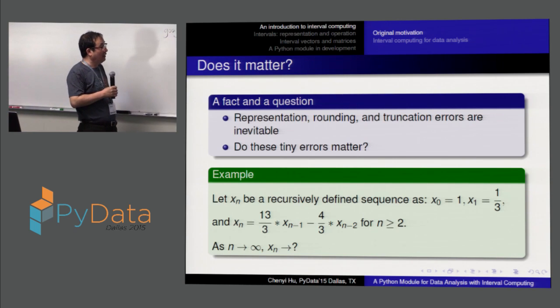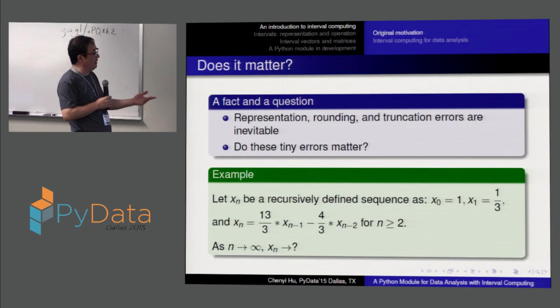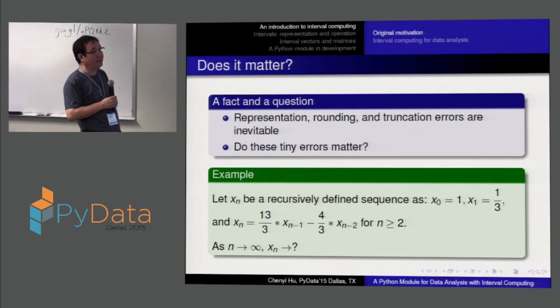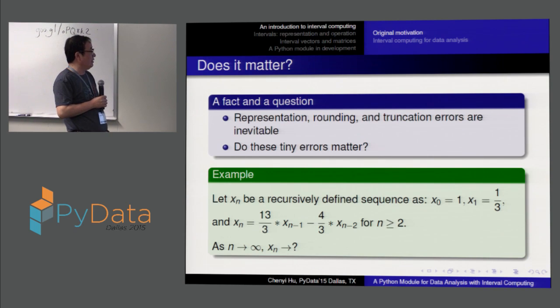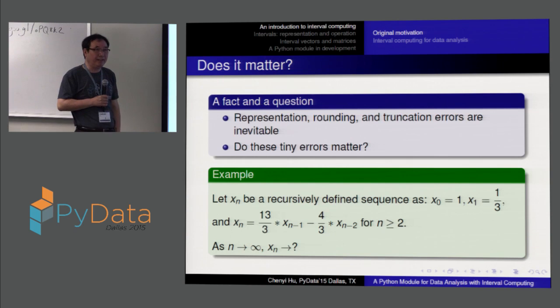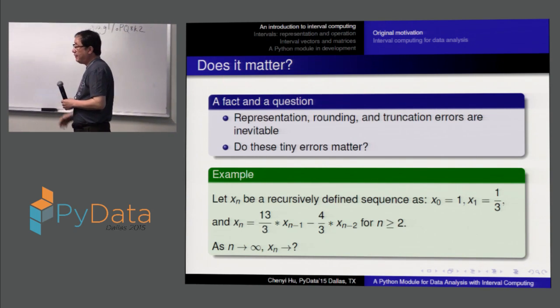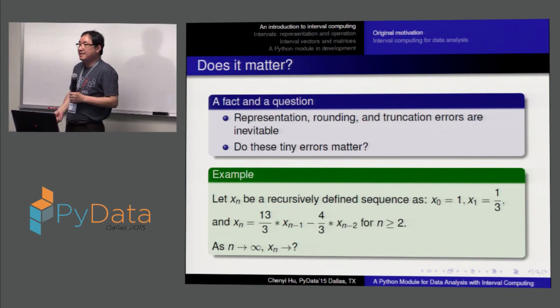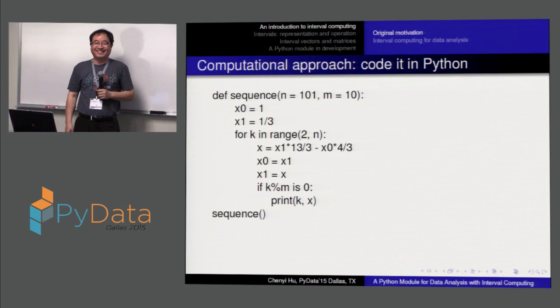So here is a simple question. We do have a sequence. The first number is 1. The second one is 1/3. We recursively evaluate it, and then the question simply is, when n approaches infinity, what would be x_n? For the recursive sequence, for all of us, a piece of cake. Let's get into Python.